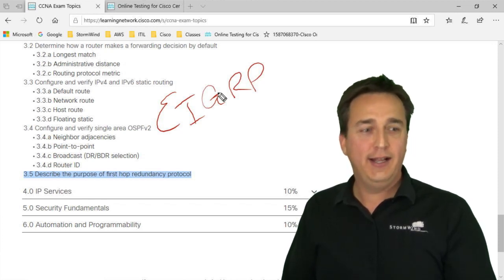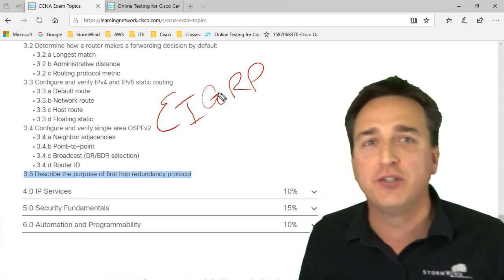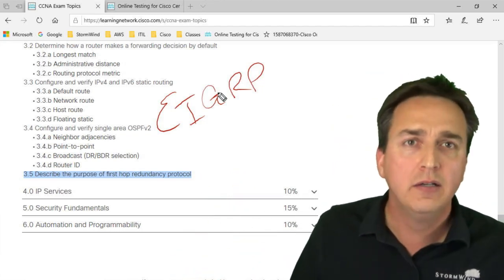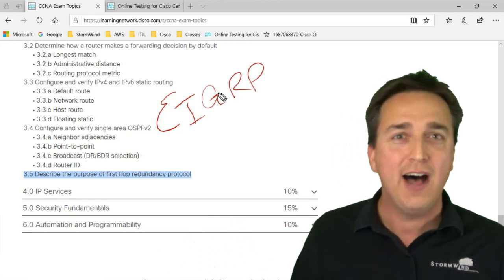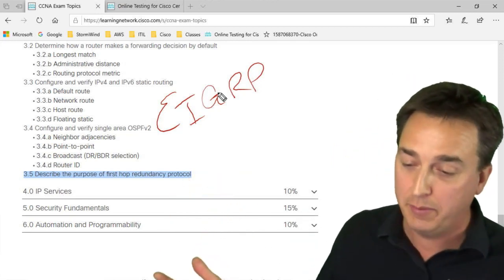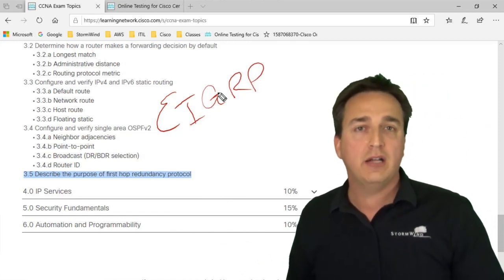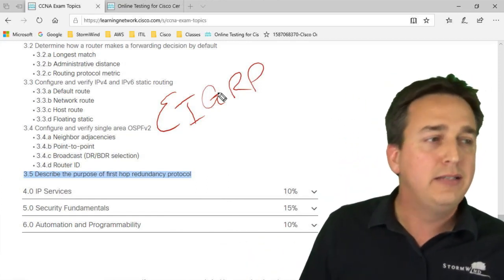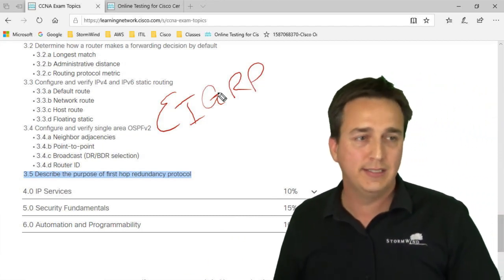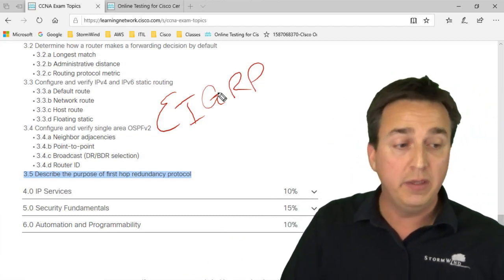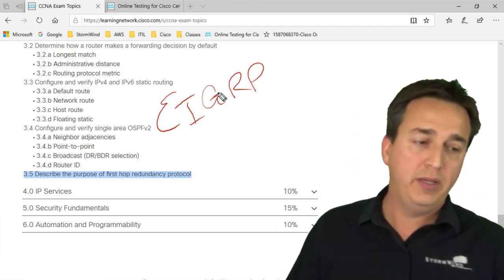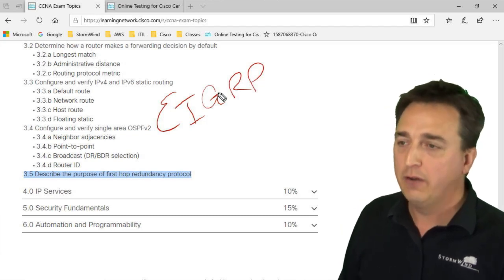Okay, and then EIGRP has a very special name for the best path. It's called a successor, and the backup path, that's right, a backup path pre-calculated is called a feasible successor. I see that nowhere in the exam objectives. So from an exam objective standpoint with EIGRP, definitely add things like successor, feasible distance, advertised distance, and be aware of some of the differences between EIGRP and OSPF to be fully prepared for the certification exam.